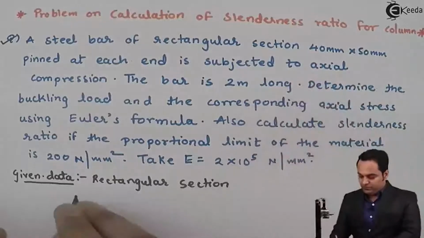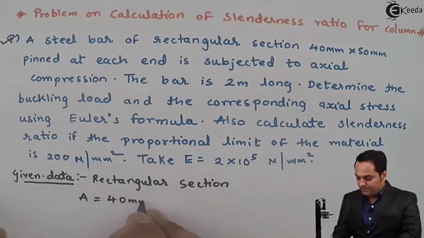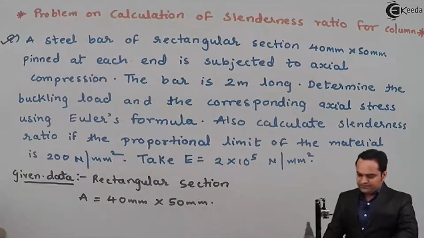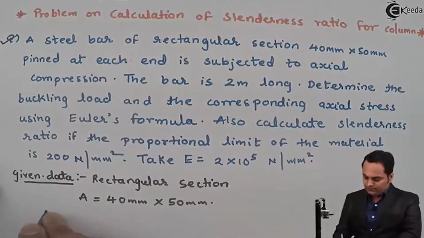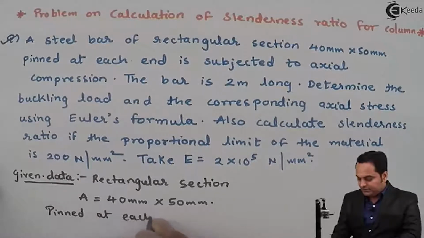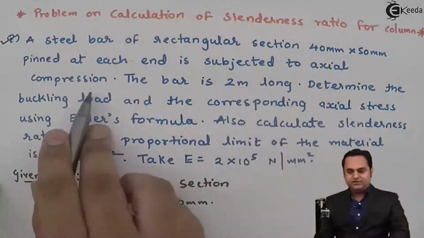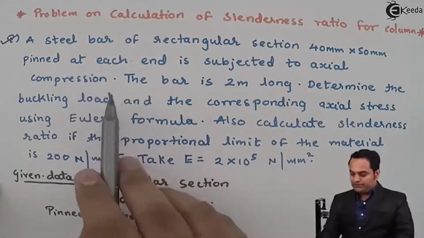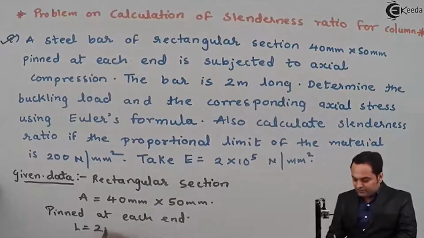40 mm into 50 mm, so that will be the area for us. Next, it is pinned at each end. Then it is subjected to axial compression. Next, the bar is 2 meter long, so length of the bar is given as 2 meter, which is 2000 mm.